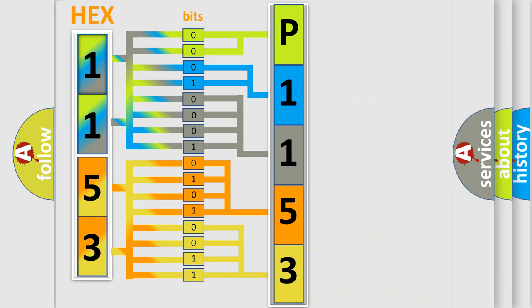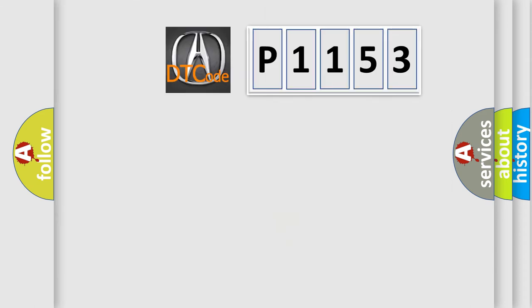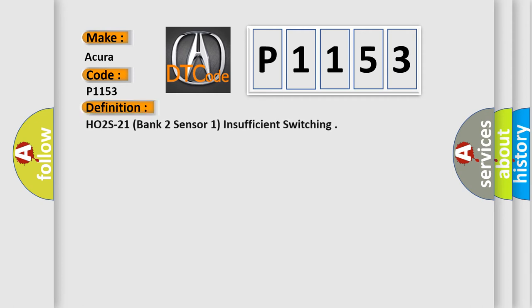We now know in what way the diagnostic tool translates the received information into a more comprehensible format. The number itself does not make sense to us if we cannot assign information to what it actually expresses. So, what does the diagnostic trouble code P1153 interpret specifically for Acura car manufacturers? The basic definition is HO2S21, Bank 2 Sensor 1, Insufficient Switching.